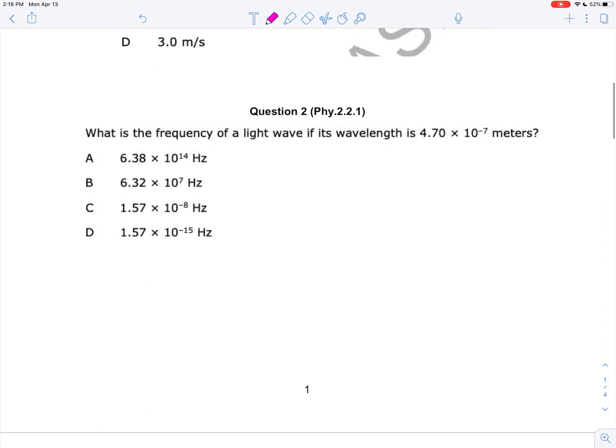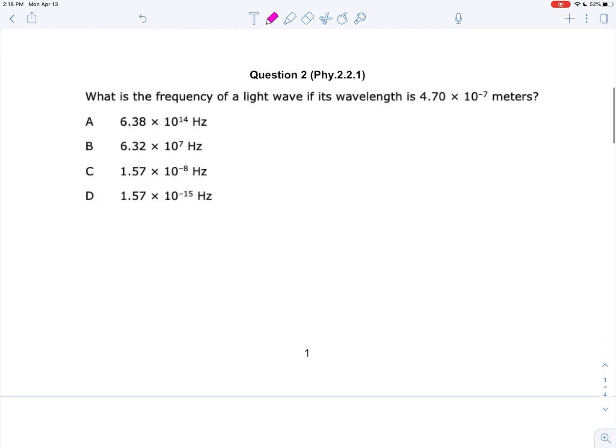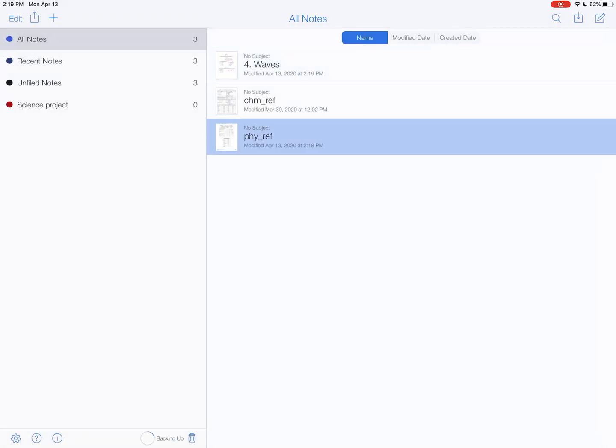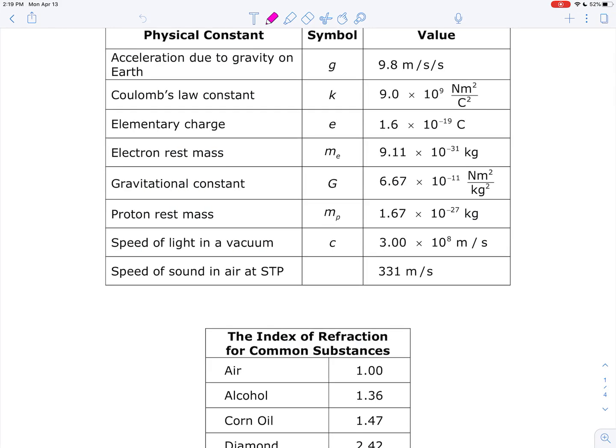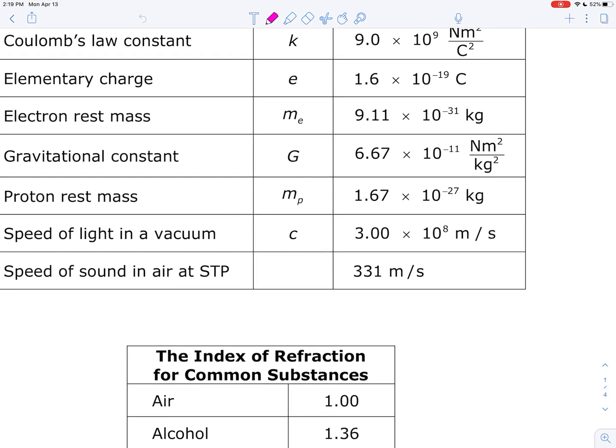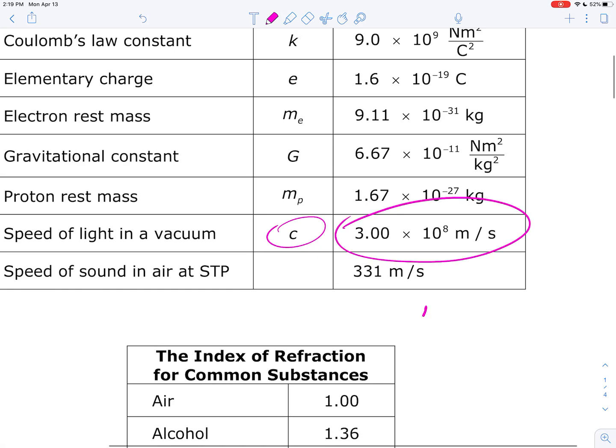Number 2. What is the frequency of light if its wavelength is 4.70 times 10 to the negative 7 meters? So now we've got to find frequency, but we're going to use the same equation with a slight twist. Because we're dealing with light, we need to deal with the speed of light. In your reference table, on the very first page, it says the speed of light in a vacuum, also known as c, is 3 times 10 to the 8 meters per second.